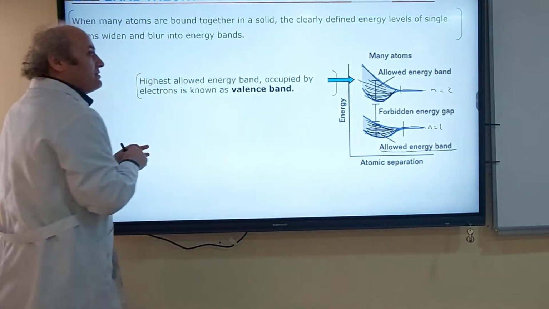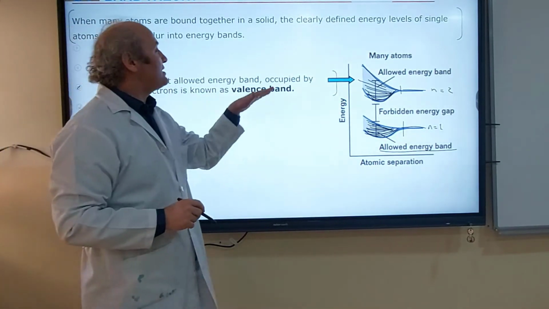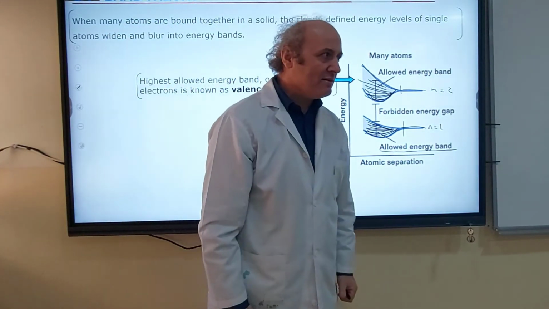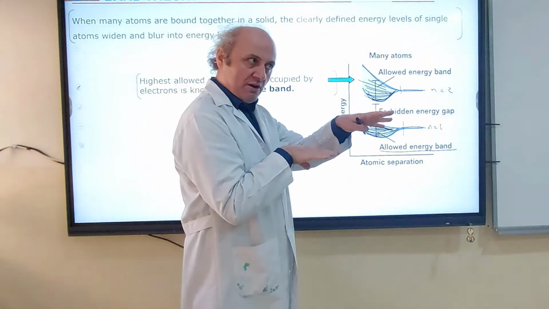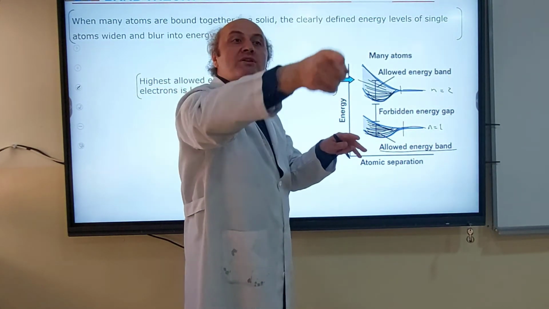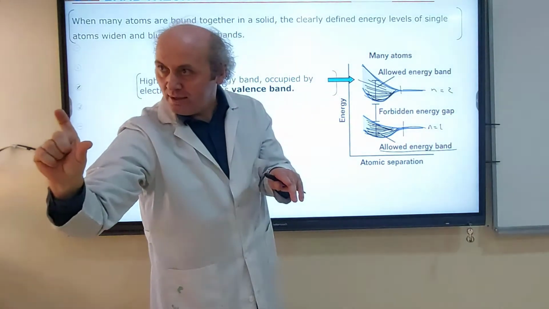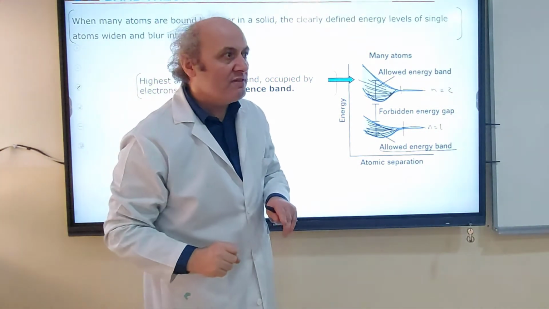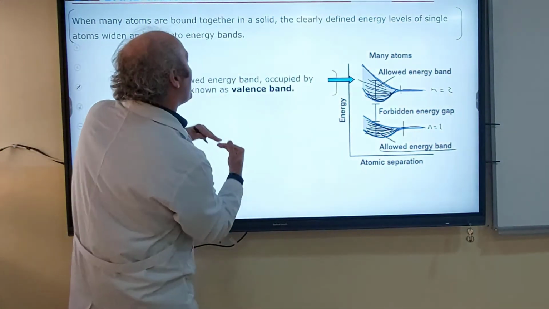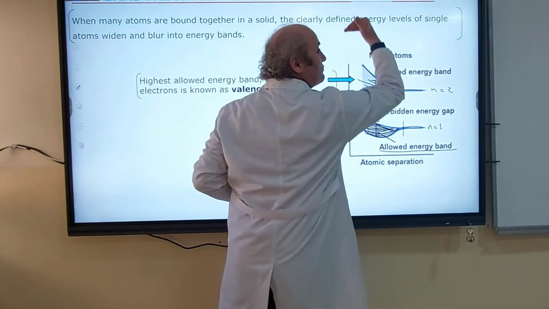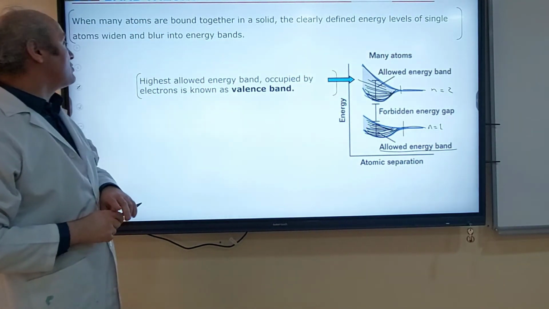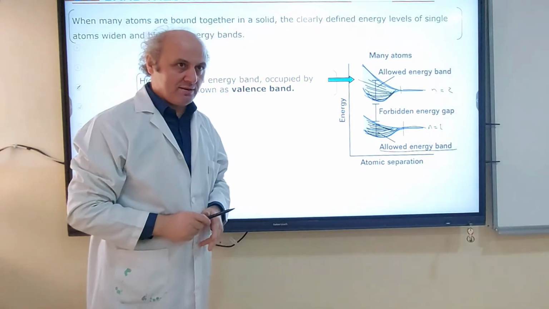The highest energy band occupied by the electrons is known as the valence band. Why? Because valence electrons are right there. In an atom we have the first energy level, second energy level, third energy level, and the last energy level, where the valence electrons are. For a solid, where are they? In the last band, the highest energy band: first, second, third, fourth, and then the last. The last energy band occupied by the electrons is known as the valence band.